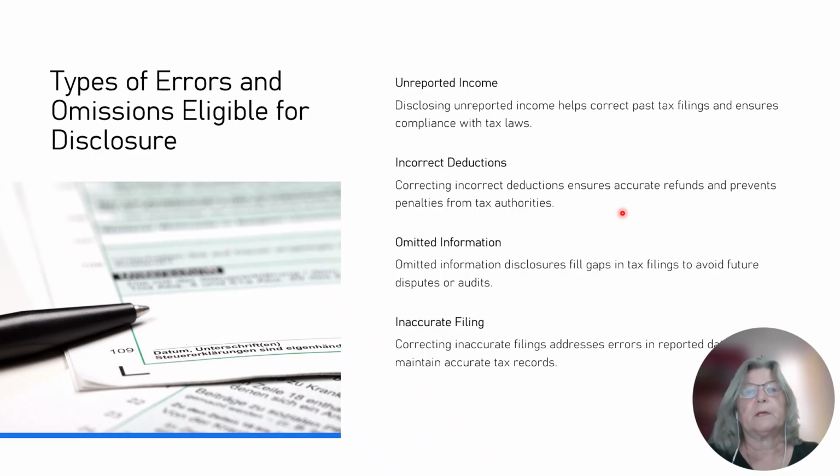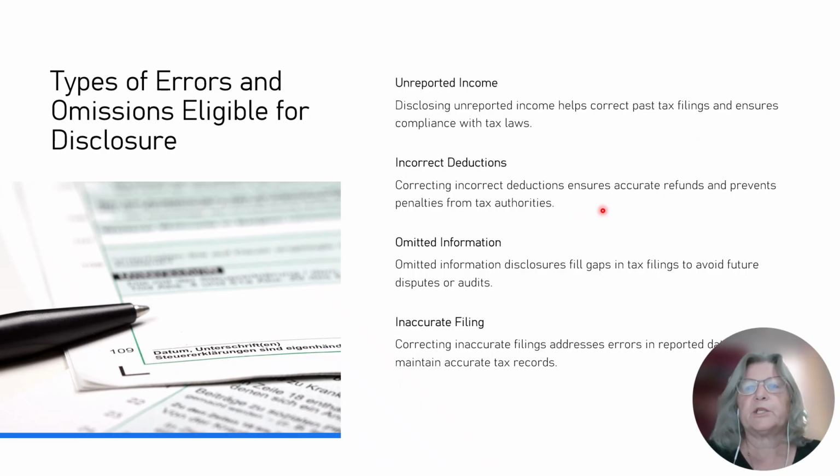Okay, so types of errors and omissions. How is it going to work, and does it automatically apply? So if you had unreported income in your past filings and it came to light later by you and your CPA, then you know what? This might be an avenue for you if Revenue Canada is not looking for you. So, unreported income.